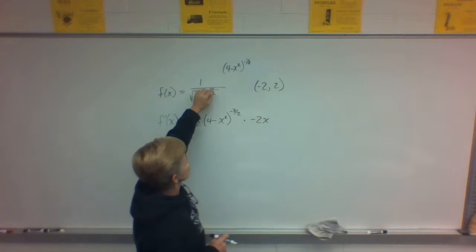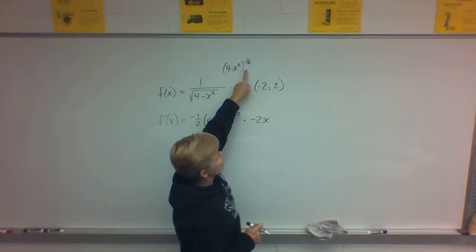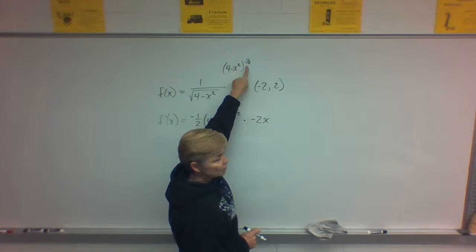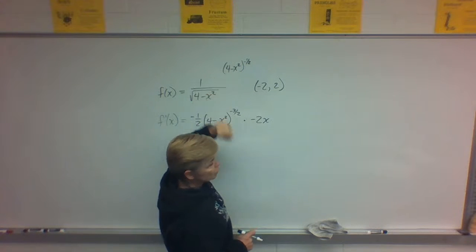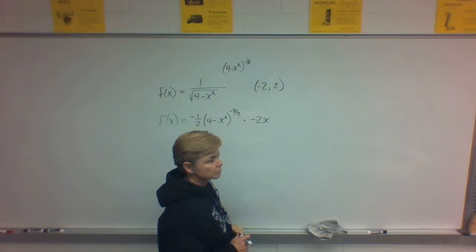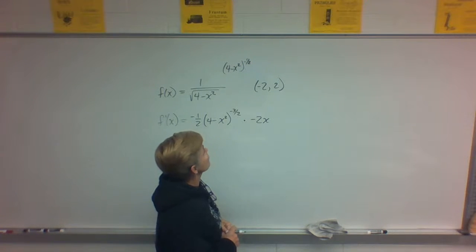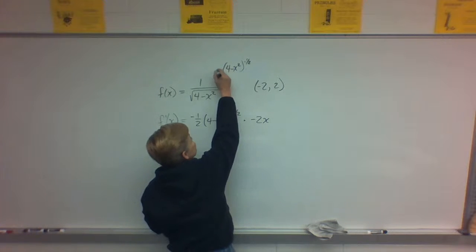I renamed this as this so I could use the power rule. I brought it up and named it to the negative 1/2 because it was in the denominator, now it's in the numerator. Now I'm using the chain rule rather than the quotient rule. If it was like 2 over that, would you have to have a 2 in the renaming? Yes, you'd have to have a 2 right here. All right, we're good.